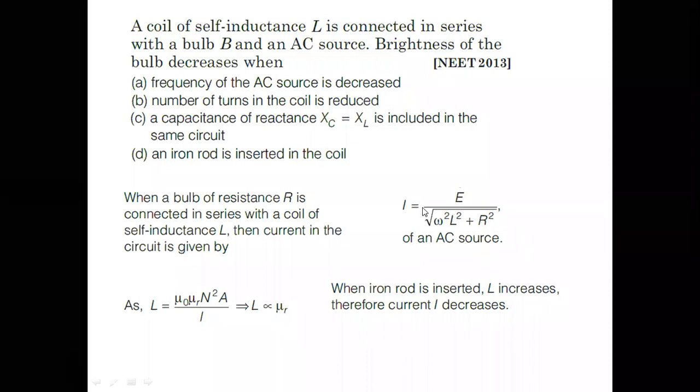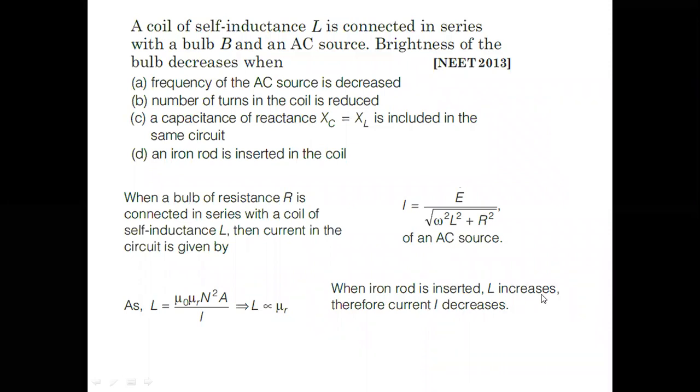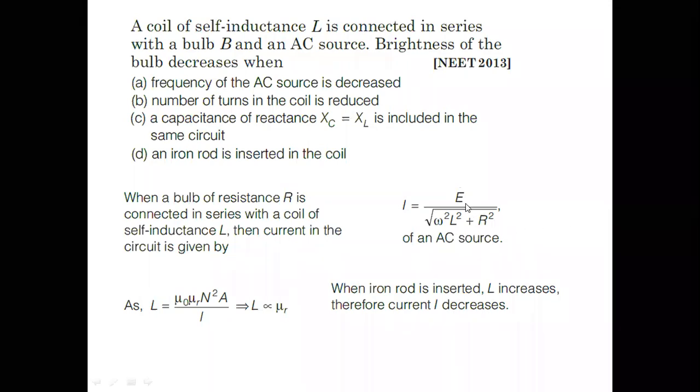So in this formula, current is given by EMF upon under root R square plus omega square L square. L increases, and it is squared, so the denominator becomes a very big quantity. When the denominator is a big quantity, the whole ratio becomes very small. When the iron rod is inserted, L increases because mu R increases. If L increases, the whole denominator term increases. Hence the ratio, EMF upon impedance, becomes small, as impedance becomes large. Then naturally the current becomes less. Therefore, current I decreases. This is the standard answer. The answer is: an iron rod is inserted in the coil.